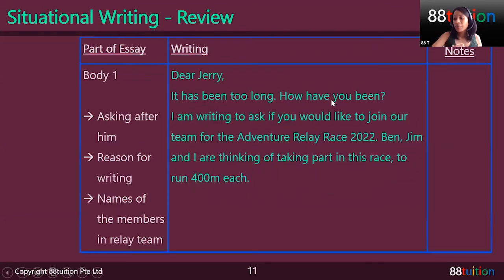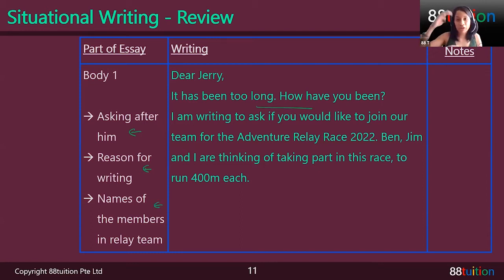Okay, now remember, what do we include for our body one, which is an introduction basically, right? You ask after him. You cannot just straight away say, I'm writing to. That's very rude, right? So ask, it's been too long, how have you been? Okay, basically you ask after the person. Reason for writing and the names of the family members.